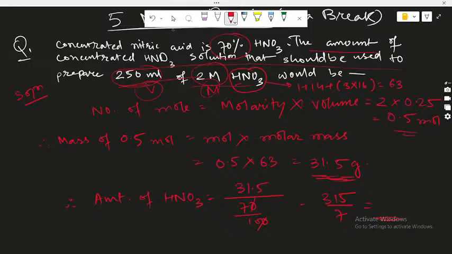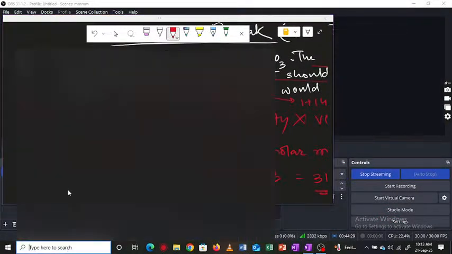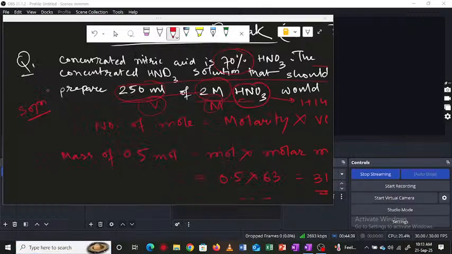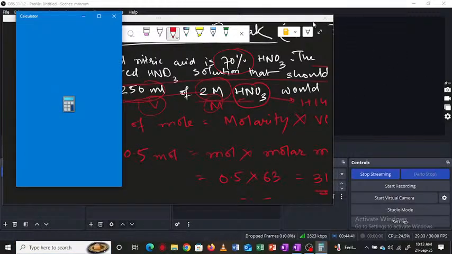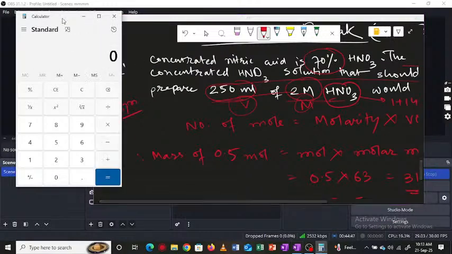Wait a second, let me bring the calculator. Wait a second, Mir. Calculator, this is the calculator, yeah. So here we are. Okay, so here I am dividing it.